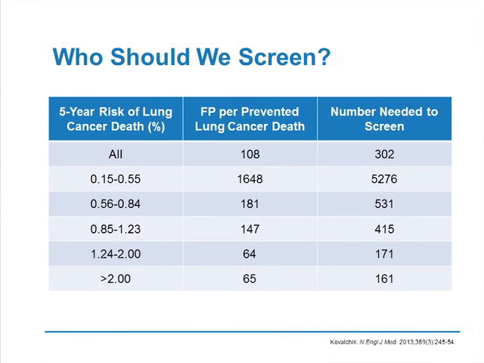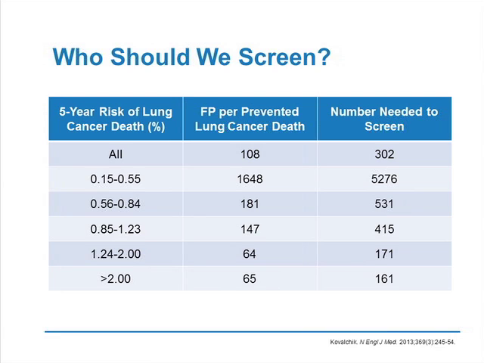Here's an example, a study looking at the NLST group, and they divided that group into quintiles based on their 5-year risk of dying from lung cancer. And they saw in the lowest quintile, it would take over 5,000 patients to be screened to save one life. And in that group of over 5,000, over 1,600 would be found to have a lung nodule that would lead to further study of some sort.